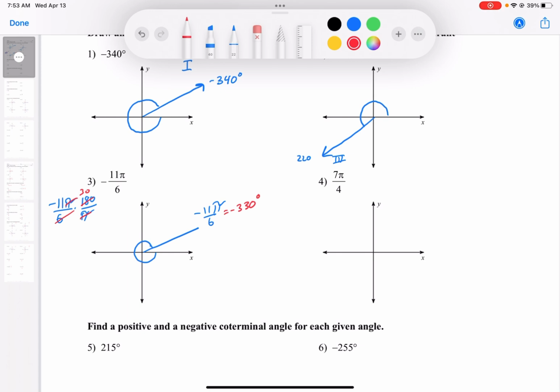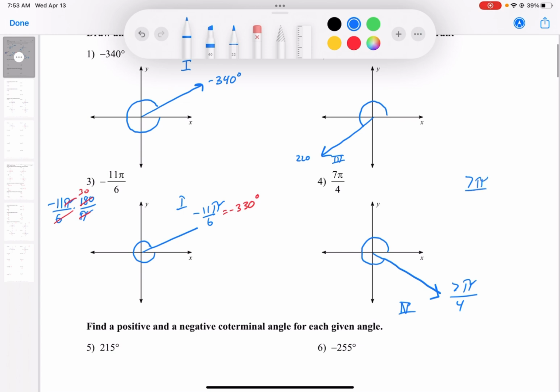7 pi over 4. Going in the counterclockwise direction, it's positive. That's pi, there's 3 pi over 2, so it's a little bit more than that. I'm going to go in here somewhere. So there's 7 pi over 4, in quadrant 4. And again, if you want to check it, multiply by 180 over pi. The pi's cancel out. That's 45, and 7 times 45 is 315 degrees. So that's equivalent to 315 degrees, and you're done.